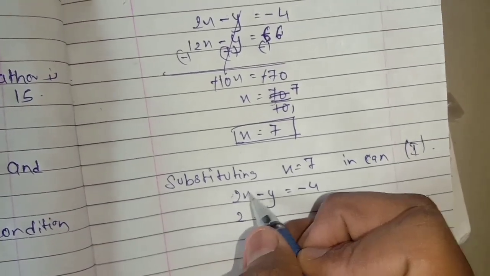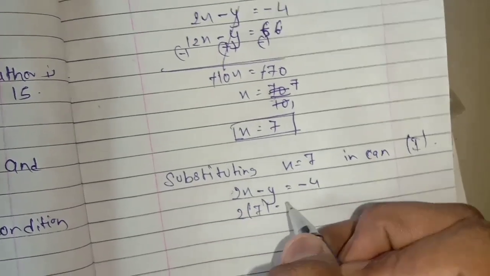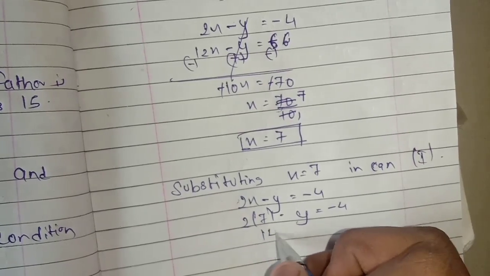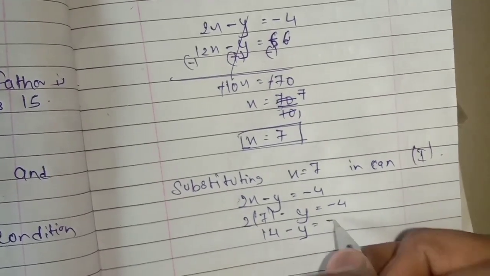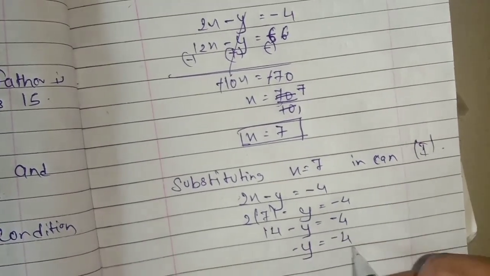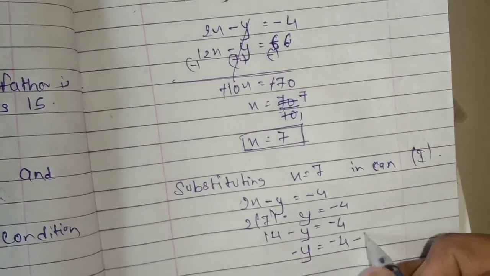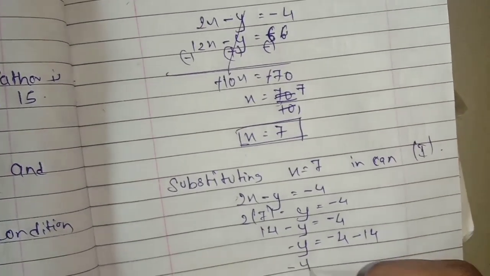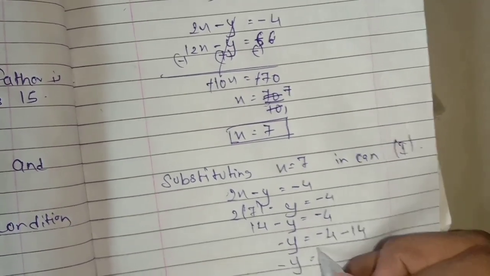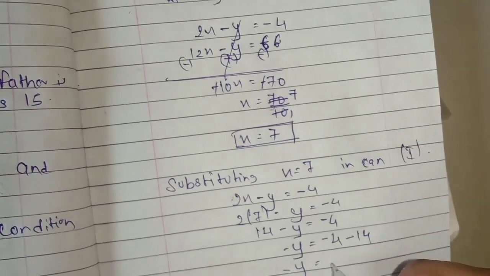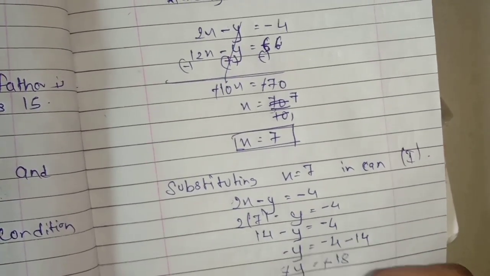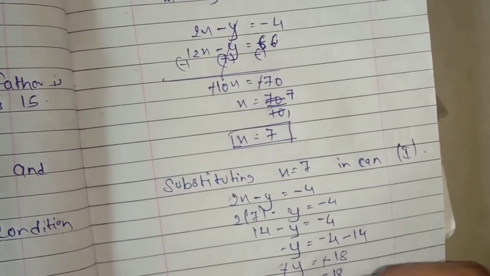So in 2x place it becomes 7 minus y is equal to minus 4. So 7 into 2, that is 14, and minus y is equal to minus 4. So minus y is equal to minus 4, and this plus 14 becomes minus 14. So minus 14 minus 4 becomes minus 18, and the minus sign gets cancelled on both sides, so the y value is 18.